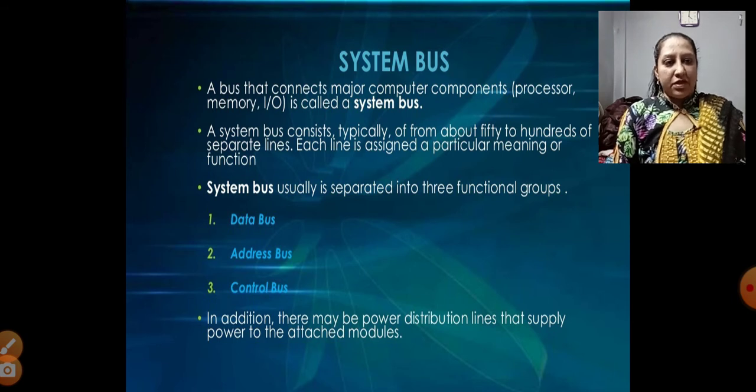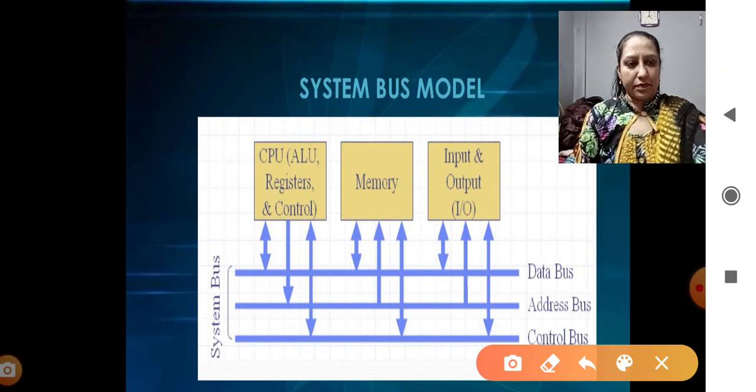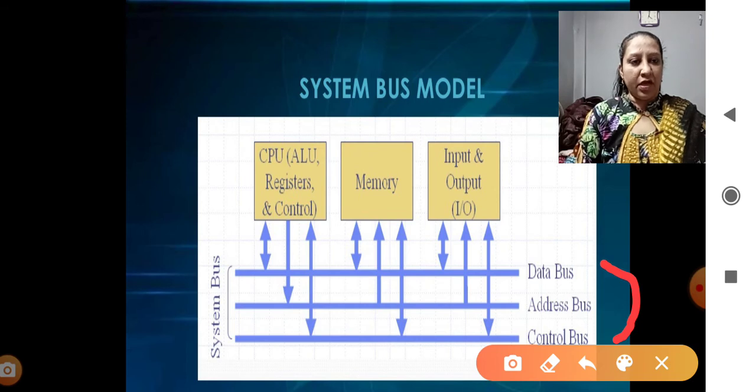The three major components which comprise your system bus are: number 1, data bus, number 2, address bus, and number 3, control bus. You have to study these three components in detail. This is the block diagram of your system bus. The three components which I spoke about are listed out here: data bus, address bus, and your control bus. This you have to study in detail.